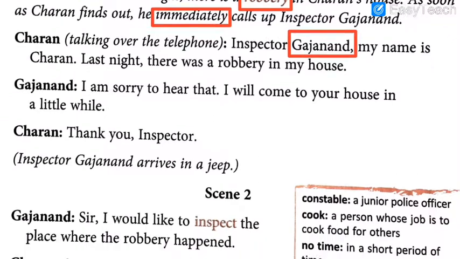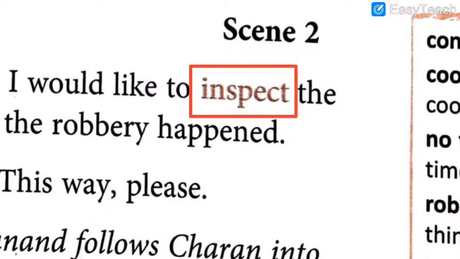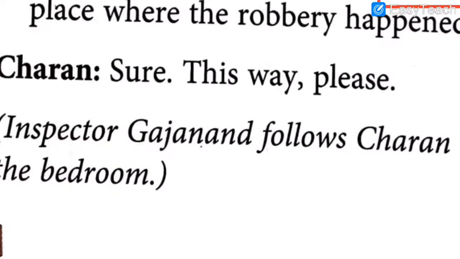Okay. Now the next hard word is inspect. Please write it down. Inspect. It's very easy if you divide the hard words into 2 or into 3 parts and then try to remember it as it sounds. Inspect. Okay, now please repeat with me. Inspect.